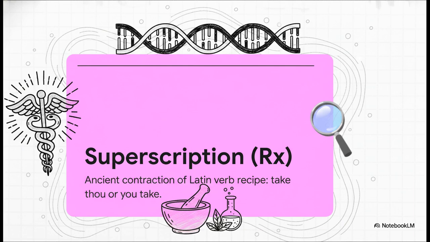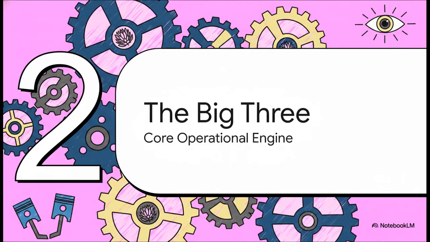Right below that header, we find the superscription. You definitely know this one. It's the classic RX symbol. But what's fascinating is that this is actually an ancient symbol associated with healing. It's a contraction of the Latin verb recipe, which translates to take thou or you take. So it's essentially this formal historical command initiating the therapy. Pretty cool, right? Moving on to section 2, the big 3.